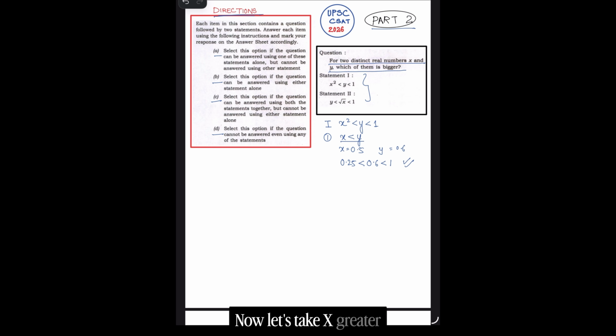Now let's take x greater than y. X we will take as 0.9 and y we will take as 0.85. So here x square will be 0.81, which is lesser than 0.85, which is less than 1.